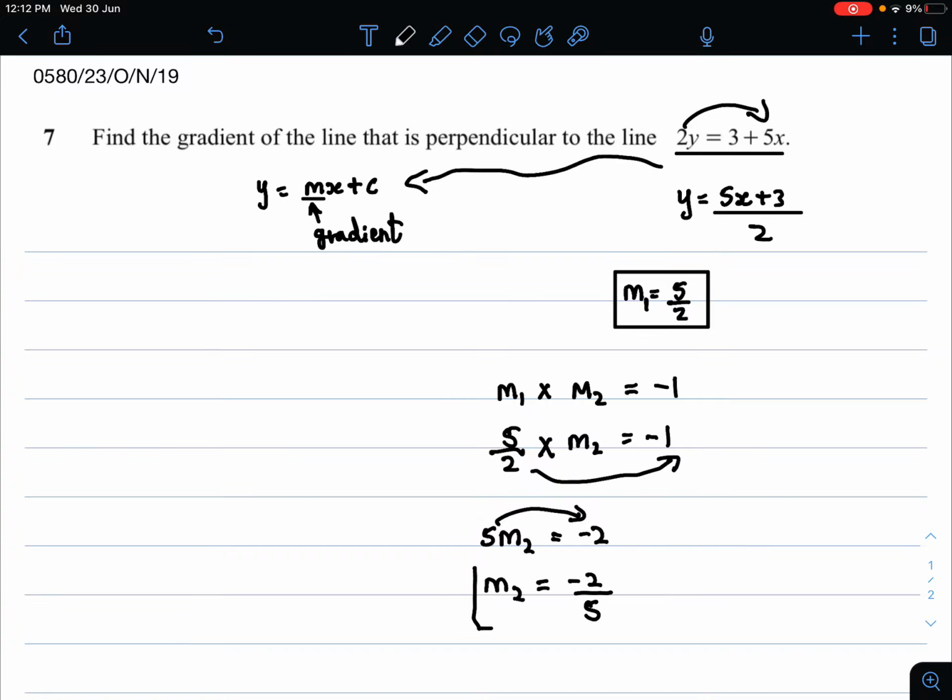Therefore this is your gradient of the line that is perpendicular to the original line that they have given in the question. Therefore this being your final answer for question 7.